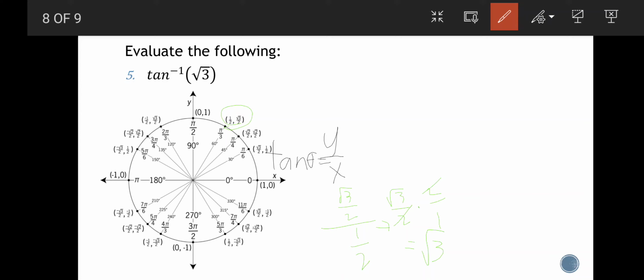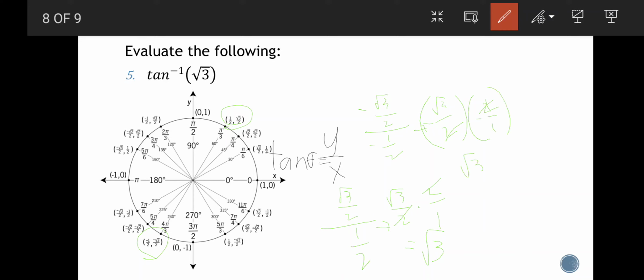Or we could also have this one. We have negative 1/2 and negative square root of 3 over 2, because when we divide them, we have negative square root of 3 over 2 divided by negative 1/2. That will give us square root of 3, negative square root of 3 over 2 times negative 2 over 1. That will still give us square root of 3.